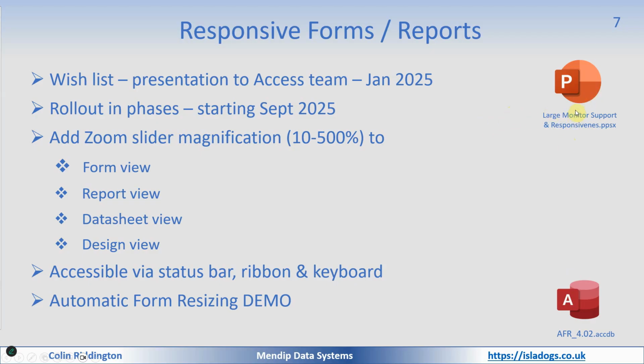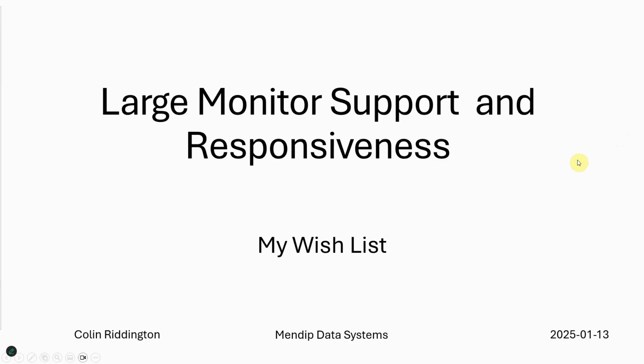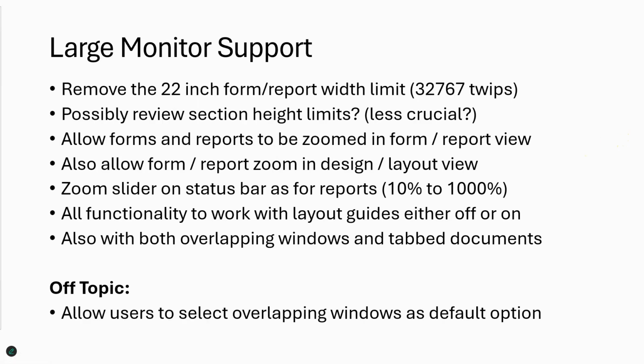And then, because they knew I'd done a lot of work on automatic form resizing, they asked me to do a presentation to the Access team of what I wanted to see from the feature. So this was my wish list. And I covered both things. They said they were going to deal with large monitor support, so I just wanted to clarify what that was, and said the obvious thing, and this was that they would remove the 22-inch form and report width limit.